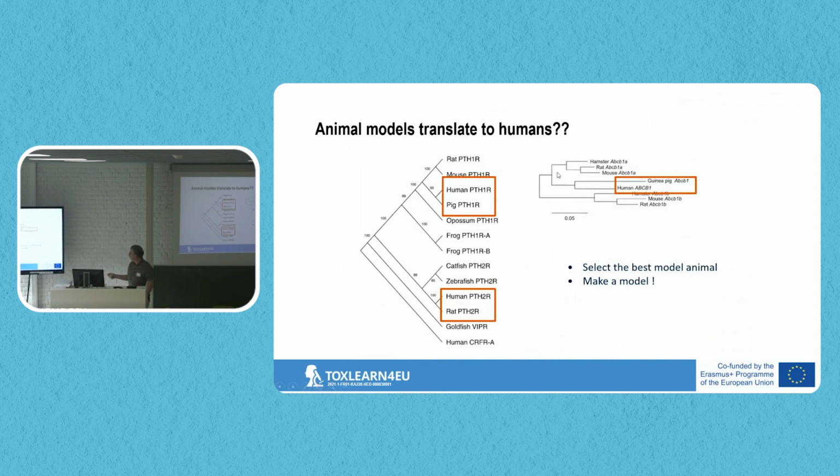Another example is up here. It's the guinea pig. So this one is, for instance, in the transporter, the ABC transporter B1. The human is very closely related genetically to the guinea pig. So maybe the guinea pig, if you study that compound, that gene, or a compound that affects that gene, then maybe the guinea pig is a better model than a rat or a mouse.